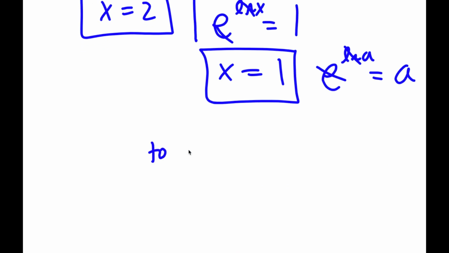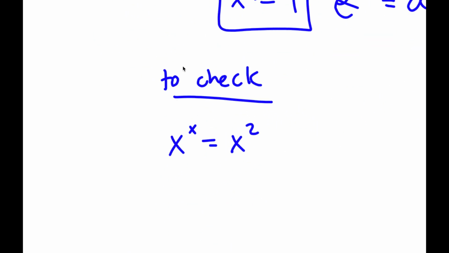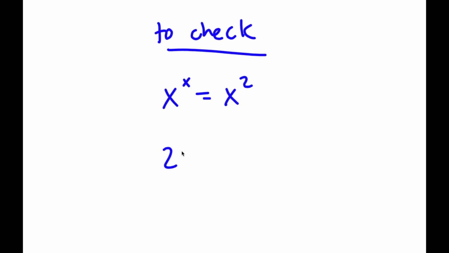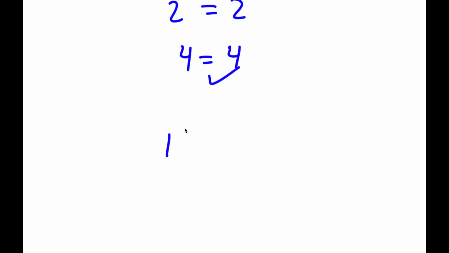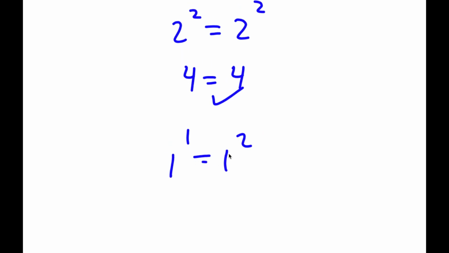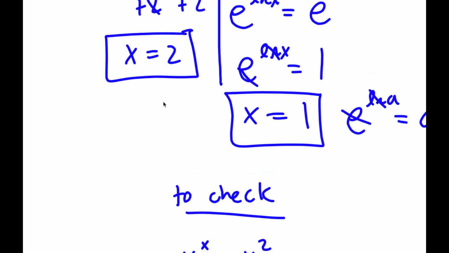So, now to check, my original equation was x to the power of x is equal to x to the power of 2. So let's first try out 2. If x equals 2, now I have 2 to the power of 2 is equal to 2 to the power of 2. 2 to the power of 2 is 4, and 2 to the power of 2 is 4, so this is right. Now if I check 1, I have 1 to the power of 1 is equal to 1 to the power of 2. 1 to the power of 1 is 1, and 1 to the power of 2 is 1, so this is right as well. So my two solutions are right.